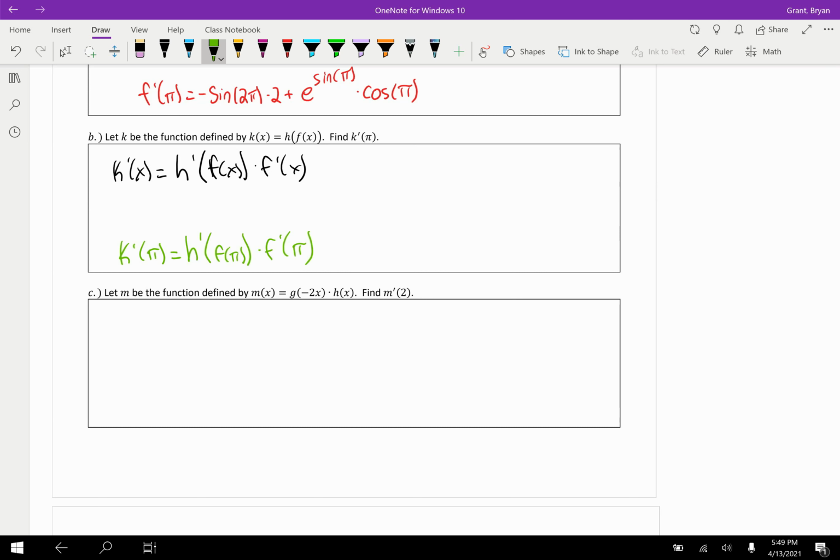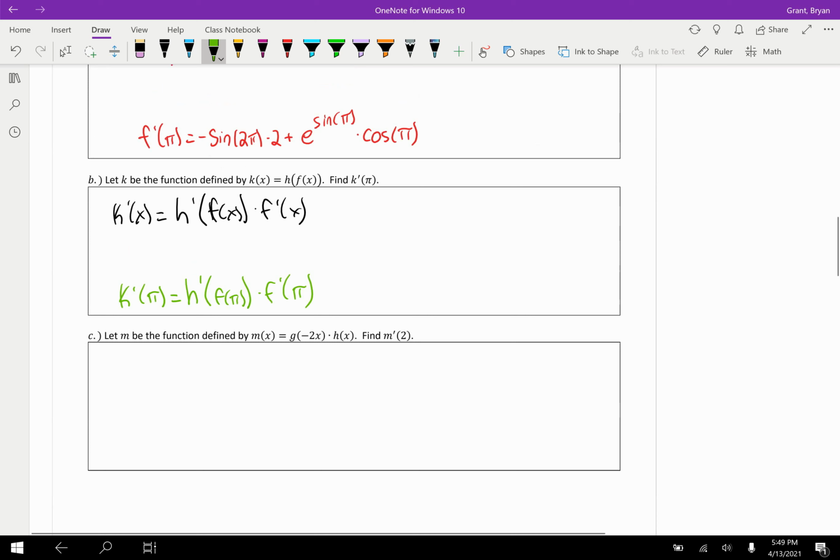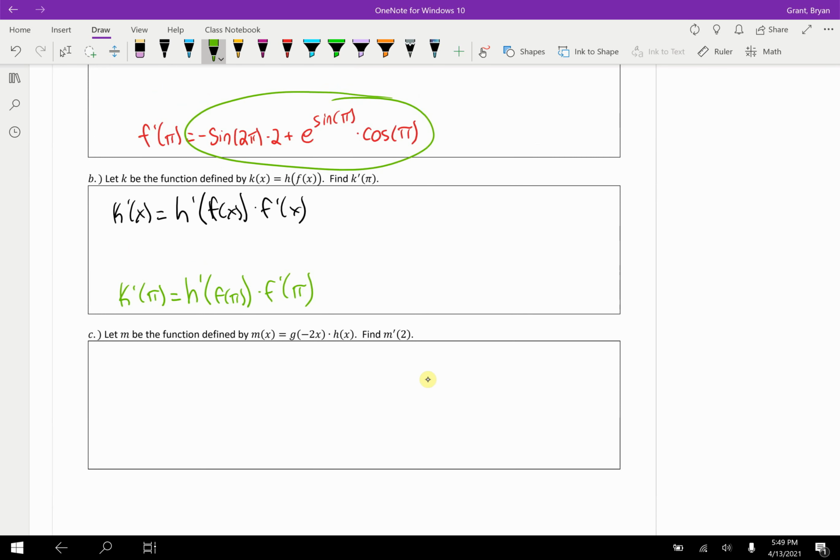Moving on through, we need to figure out these values. Well, I know f prime of pi. That's this monstrosity up here. So someone might say, well, wait, can you just replace f prime of pi with all of that? Sure you can. There's nothing wrong. You get full credit. However, in order to save some space, I will actually evaluate this.